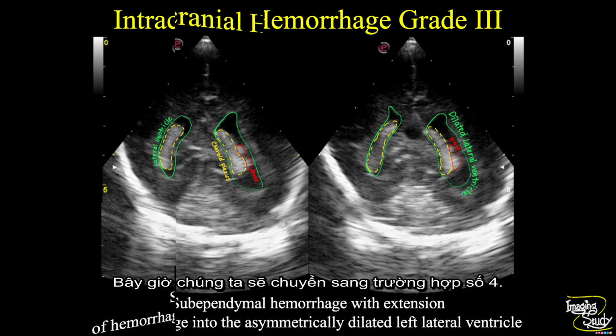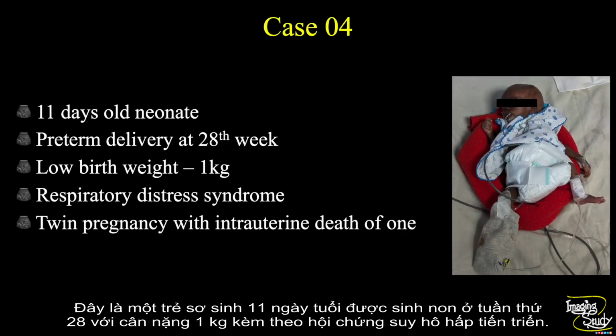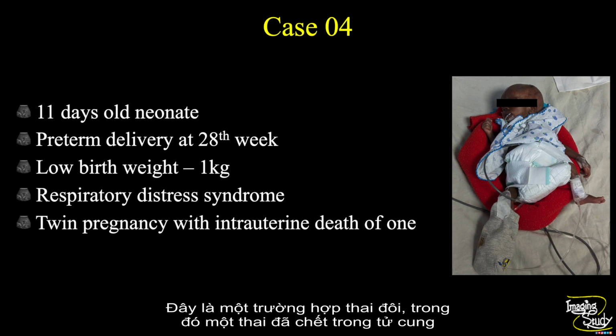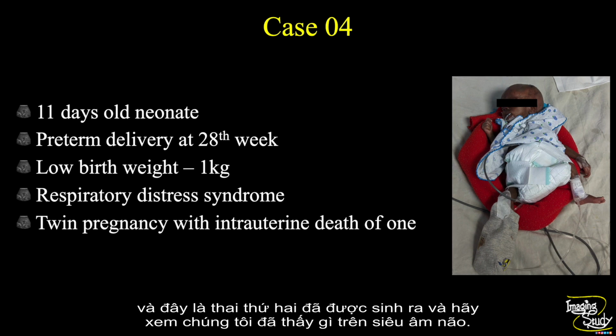Now let's jump into case number 4. This is an 11 days old neonate with preterm delivery at the 28th week with a low birth weight of 1 kg, having respiratory distress syndrome. This was a case of twin pregnancy with intrauterine death of one. So this is the second one, and let's see what we have seen in brain ultrasound.